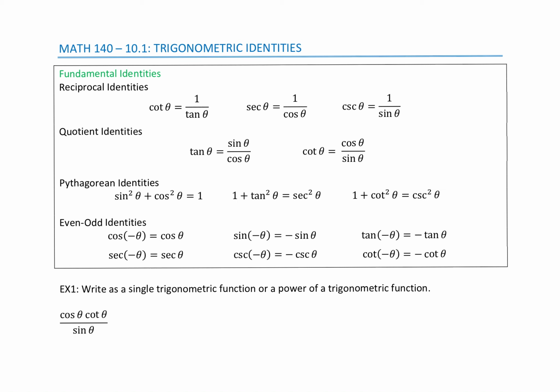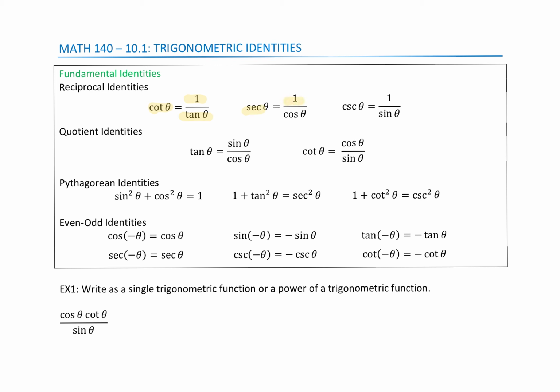In 10.1, we're going to introduce some more trig identities. Let's briefly go over some of the major ones that we've looked at so far. The reciprocal identities, so cotangent is 1 over tangent. And remember, tangent is also 1 over cotangent. They're reciprocals of each other.